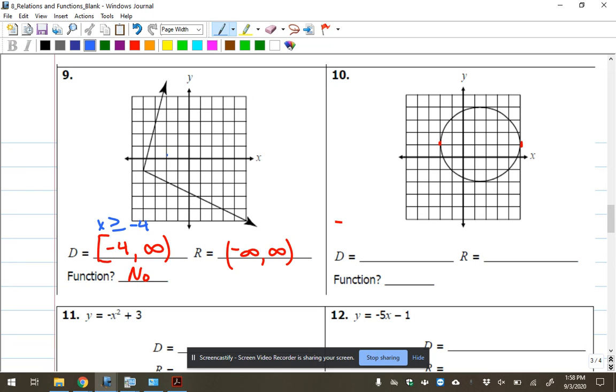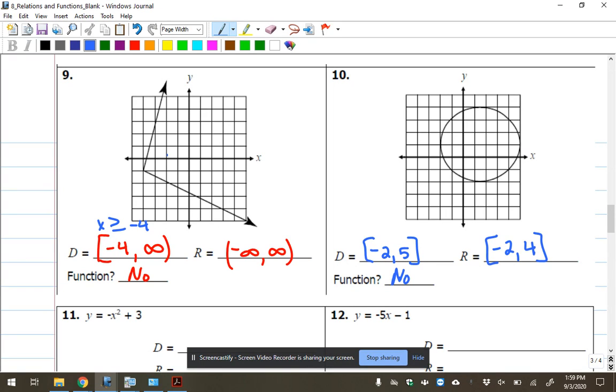All right, let's look at number 10. Is that a function? No, we did an example almost exactly like that. But is it discrete or continuous? Continuous because it's a nice circle with line, not individual dots. What is the domain? -2 to 5. Brackets or parentheses? Brackets, yes, because those are x values. And what's the range? -2 to 4. Yeah, -2 to 4, and brackets on those.